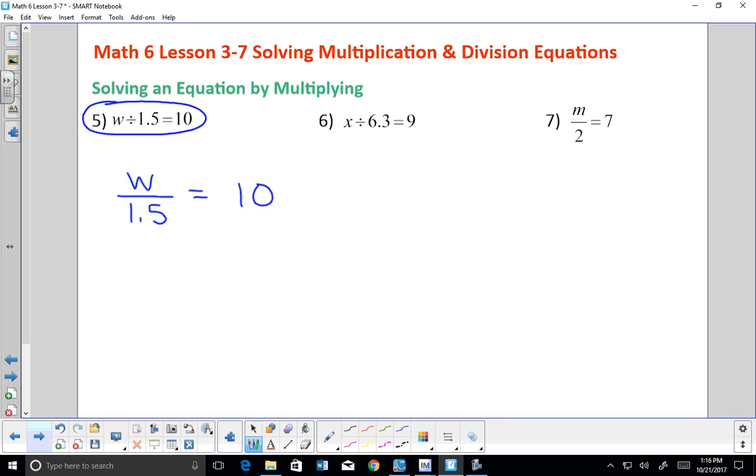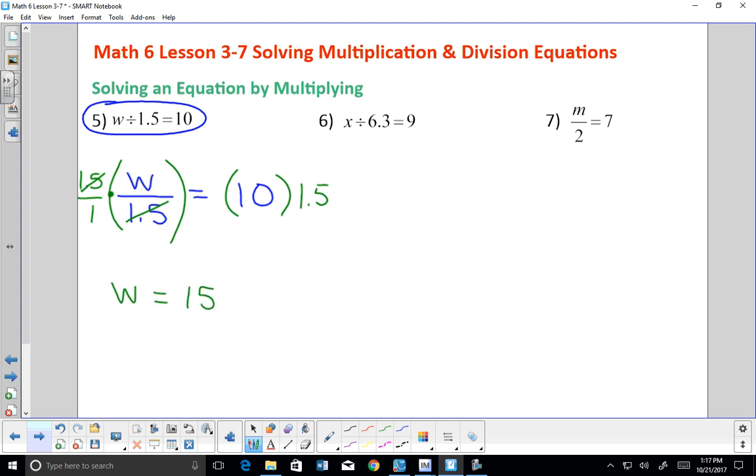So, we're going to solve this. If w is divided by 1.5, to undo division, we multiply. Multiplication is the reverse of division. So if they're dividing w by 1.5, to get w by itself, I will multiply by 1.5. And I like the parentheses or the dot. So I'm going to use the parentheses here like that. 1.5 multiplied by w divided by 1.5 is just w. 1.5 times 10 is simply 15. You just move the decimal point one place to the right.